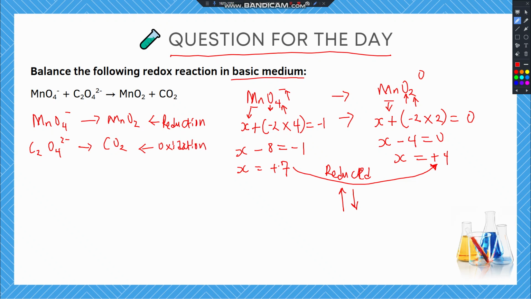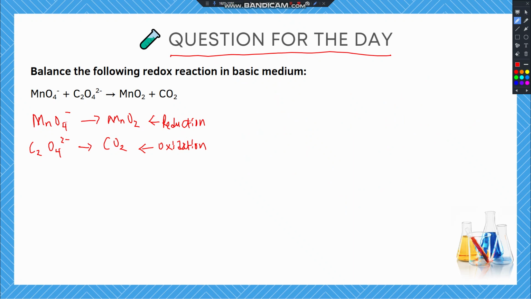So now that we have that in place, the next rule says balance all atoms apart from hydrogen and oxygen. Let's do that. To balance all the other atoms apart from oxygen and hydrogen, we have the first equation, which is MnO₄⁻ yielding MnO₂. Apart from oxygen and hydrogen, the only atom we have is manganese, and it is balanced on both sides, 1 apiece. So that rule is obeyed for this half.